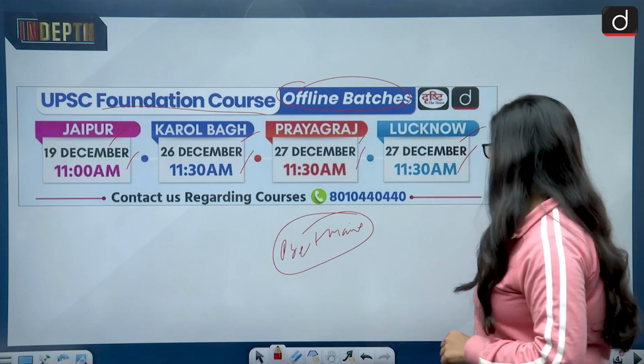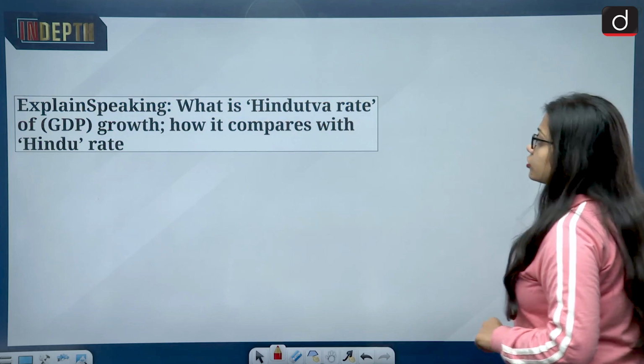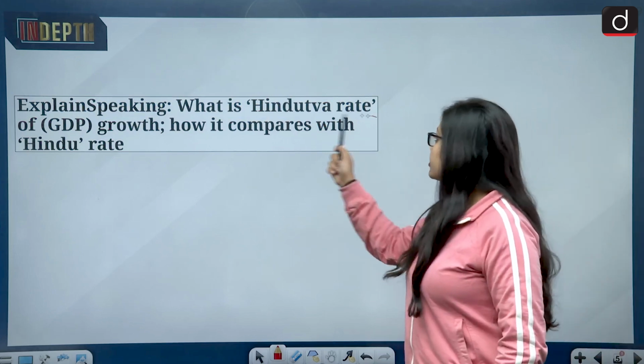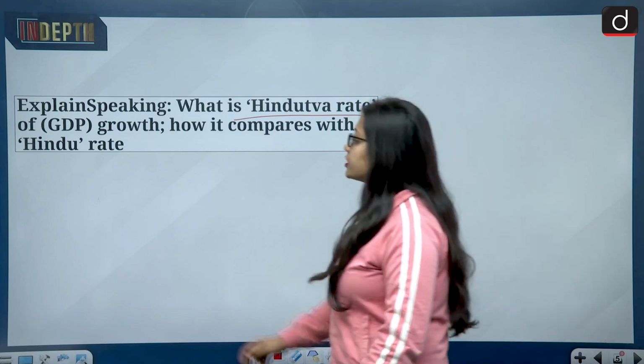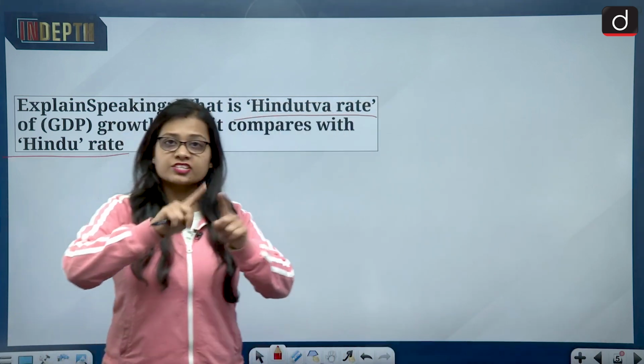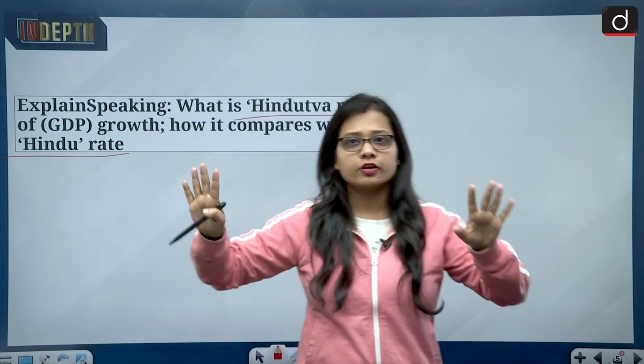So the news talks about what is Hindutva rate of GDP growth, and how it compares with Hindu rate. So there is a difference: Hindu rate of growth, Hindutva rate of growth.